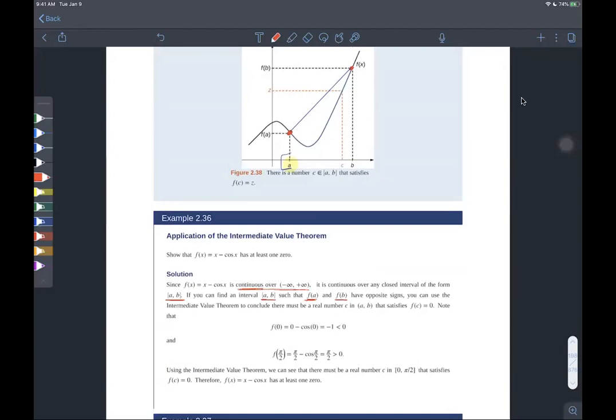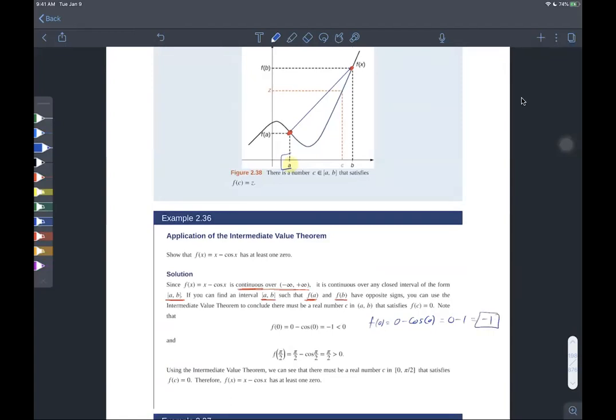So note that f of 0, if we take a look at f of 0, and I'll actually write it down and just do the little calculation, f of 0 is equal to x minus cosine of x, so 0 minus the cosine of 0. This is equal to 0 minus 1, which is negative 1. So we have a negative value here.